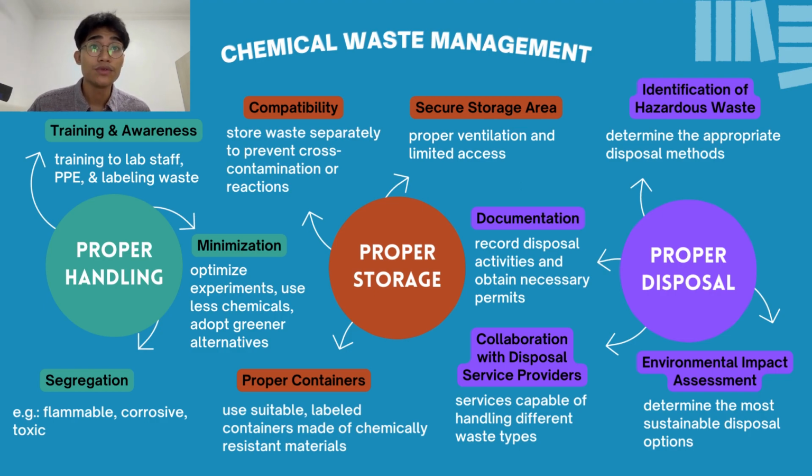The first way to store chemical waste properly is to use proper containers made of chemically resistant materials. They should be labeled with their contents and hazard symbols. Next is to separate containers based on their compatibility to prevent reactions or cross-contamination. This should be written in a guideline and provided to the lab staff.